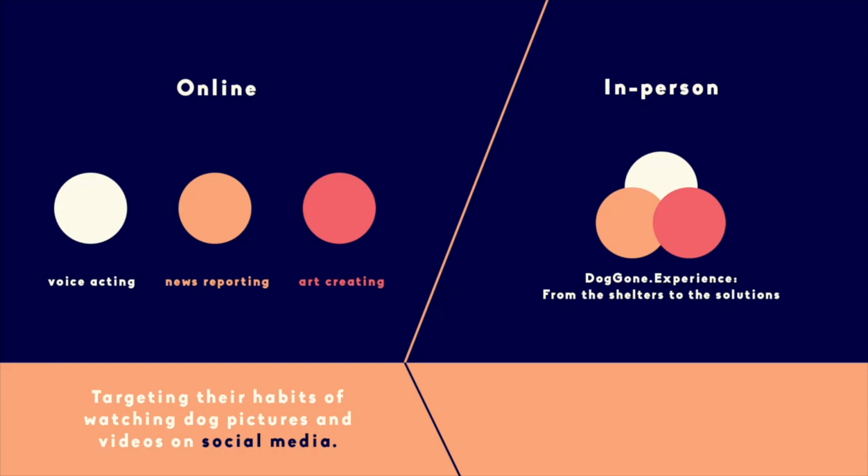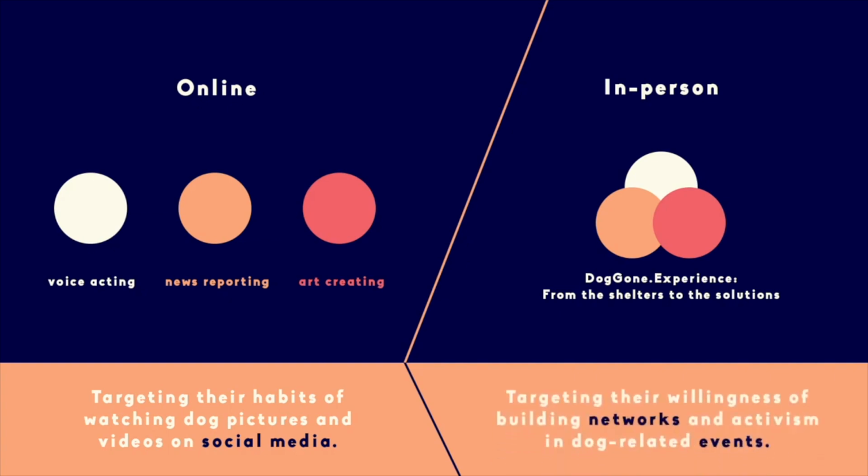DogGone.Fun has two parts. The first part is online, to target the potential adopters that have the interest of looking at dog pictures and videos on social media. The second part is an in-person event. It's where the three online elements come together and strengthen the connection between shelter dogs and potential adopters. Now, I'm going to talk a little more about how it works.